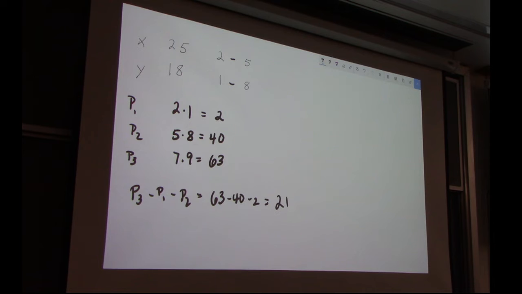63 minus 21. Okay, so now we have the 3 products. We have that, we have that, we have that. And our answer is just going to be P1 times 10 to the first power, because we had 2 digits, plus, what was it? P3 minus P2 times P1, no, this is 10 to the 2, this is times 10 to the 1. This is plus P3. If I'm remembering the formula correctly.